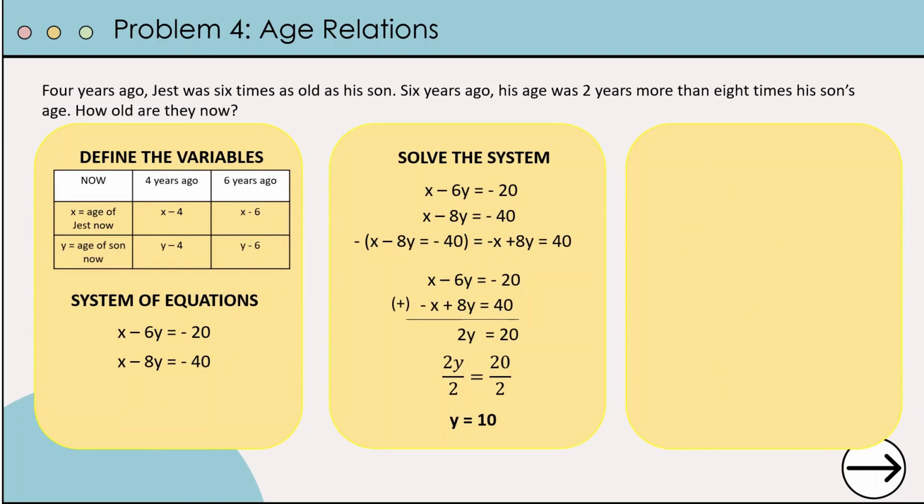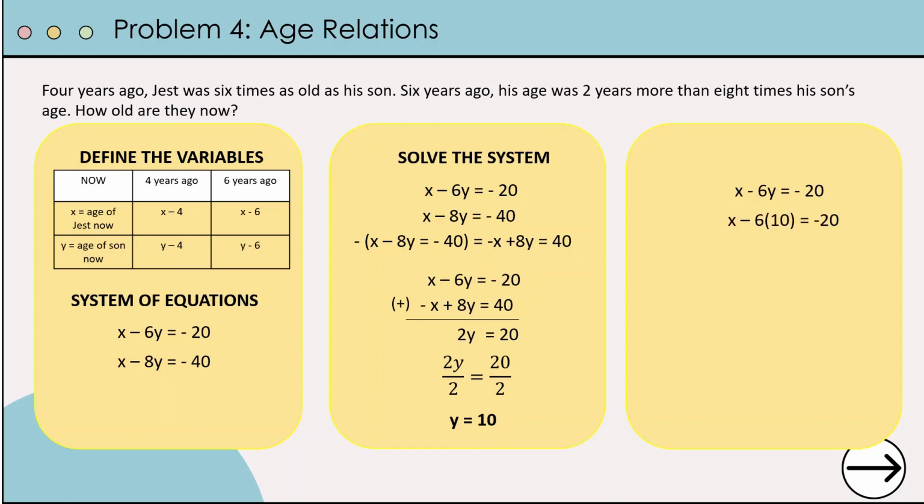We already solved for the value of y. This time, let's solve for x. We choose one equation from the system of equations. Let's take x minus 6y is equal to negative 20. Since we already determined the value of y, let's substitute it in the equation.